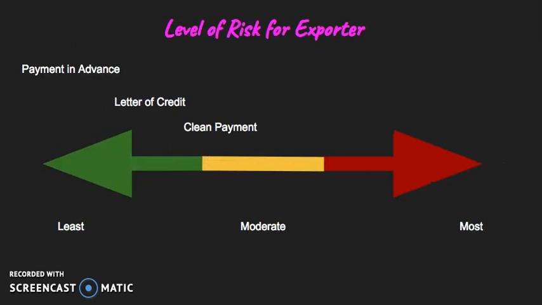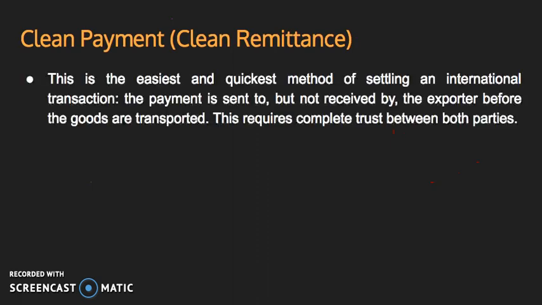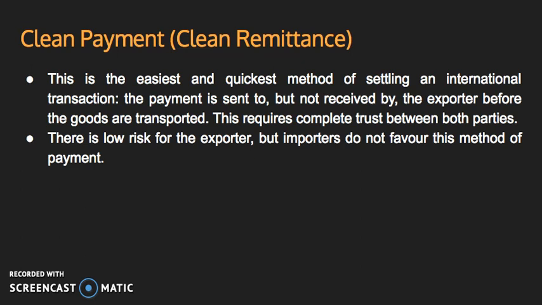So then the next, on this list, however, still quite low risk for the exporter, is clean payment. Okay, so a clean payment, also known as a clean remittance. So this is the easiest and quickest method of settling an international transaction. The payment is sent to, but not received by the exporter before the goods are transported. So there's got to be complete trust between both parties here. So there's less risk, low risk for the exporter, but importers don't normally favour this method of payment.